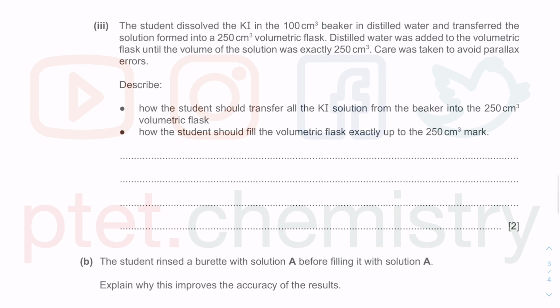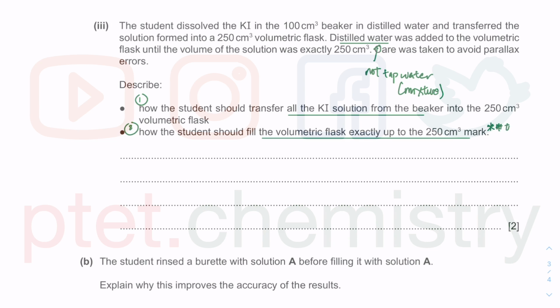Okay, on to the next one. This is basically making up the stock solution again. We are using distilled water, not tap water, because tap water contains dissolved ions. It's a mixture. And then you want to describe how the student should transfer all the KI solution from the beaker into the volumetric flask, and how the student should fill the volumetric flask up to the 250 cm³ mark.